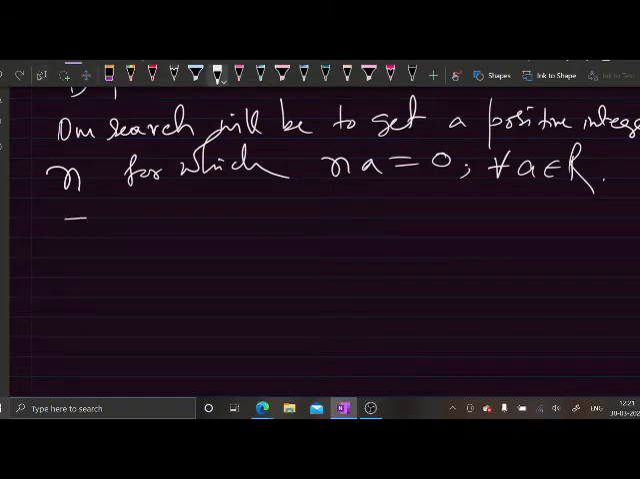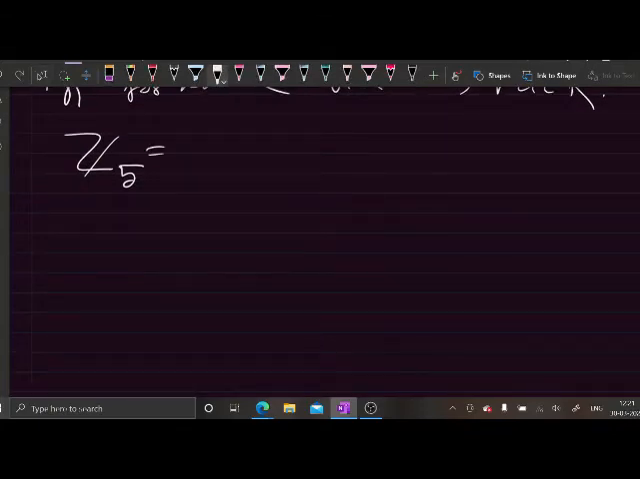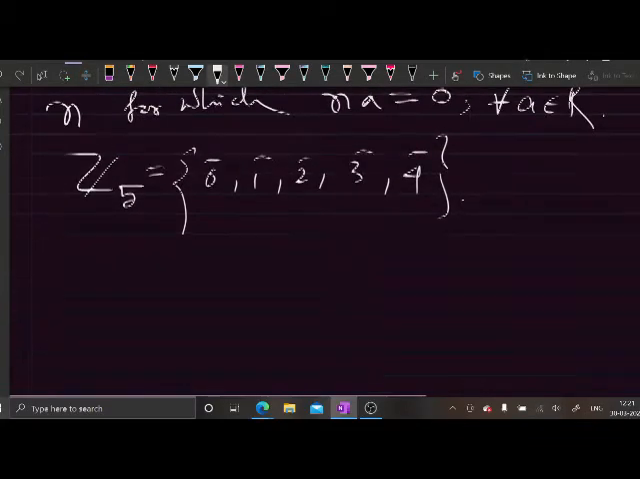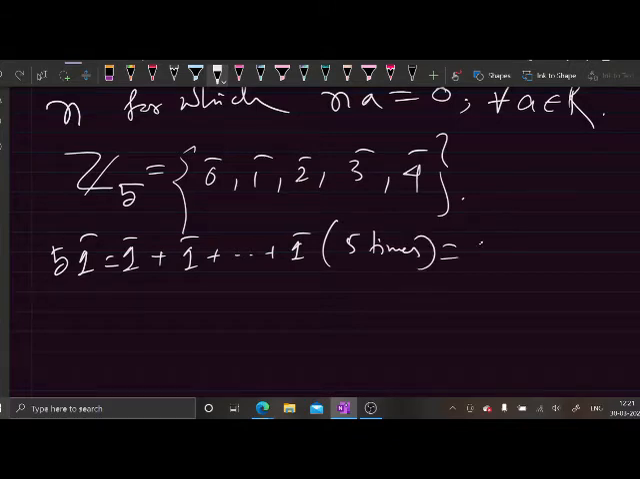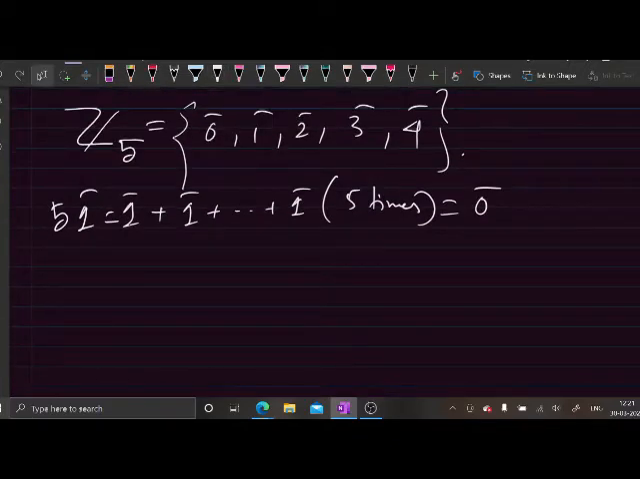If you look at this ring, suppose you take Z5, this ring contains 0 class, 1 class, 2 class, 3 class and 4 class. Now if you are going to add 1 class up to 5 times, so this is five 1 class, so it is 5 times. So this is 0 because this is actually 5 class. So 5 class is 0 class in Z5.